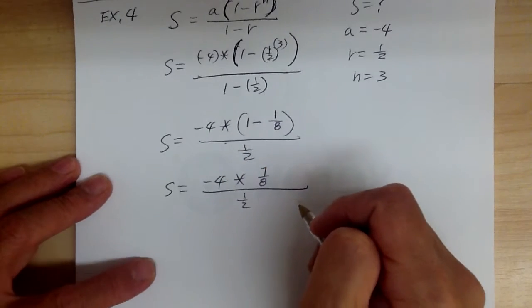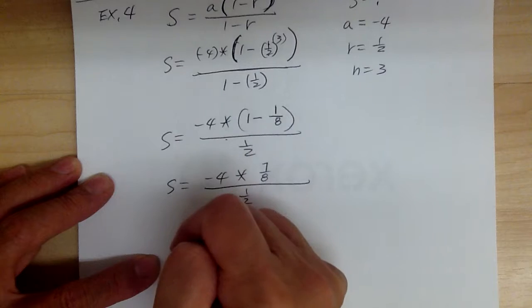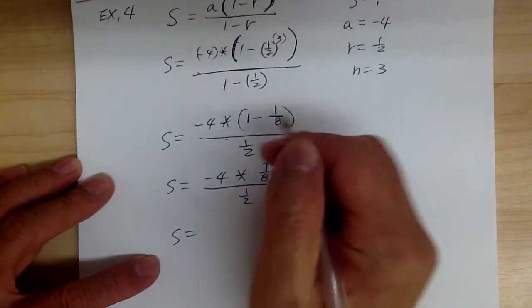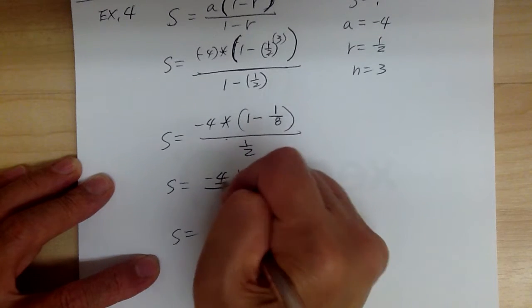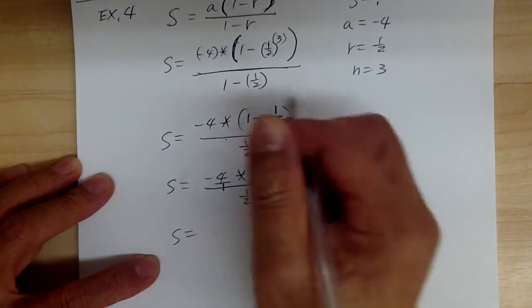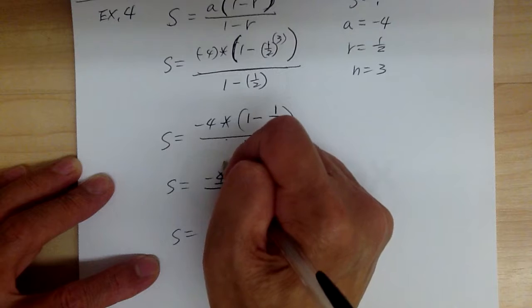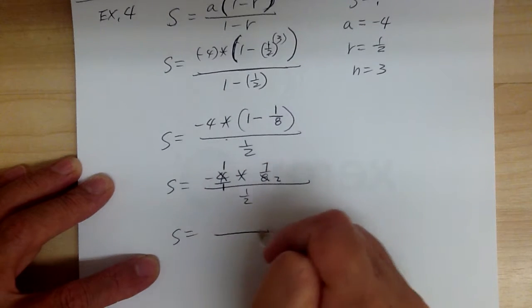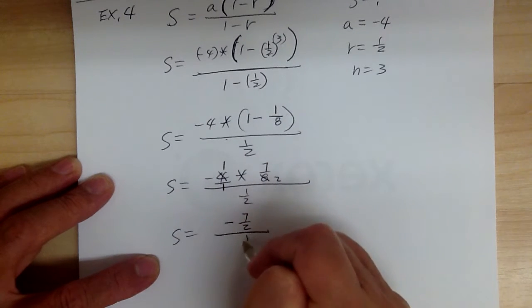Okay, now you can finish up the grouping. This is multiplication, right? So -4 is like -4 over 1. When you multiply, 4 and 8 can cancel out. You can divide by 4: divide by 4, you get 1, divide by 4, you get 2. So you end up with -7 over 2, over 1/2.